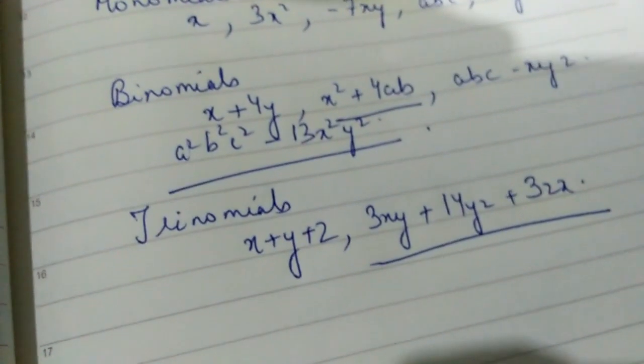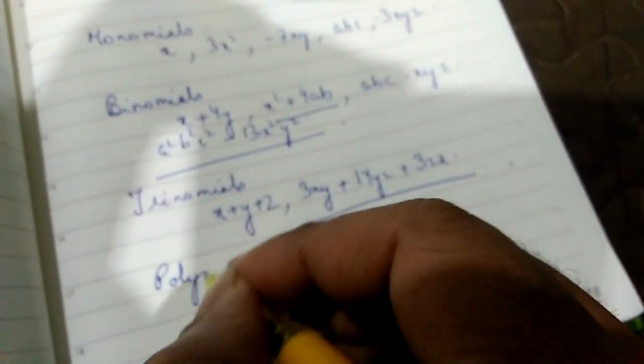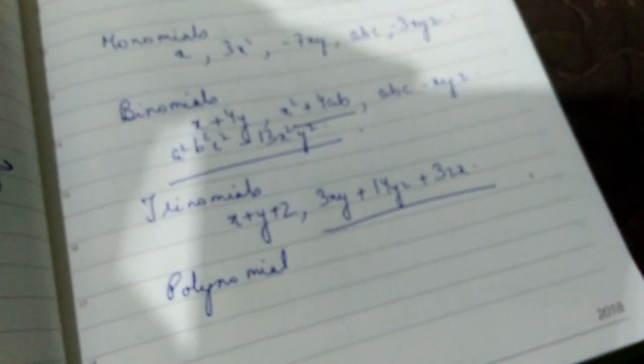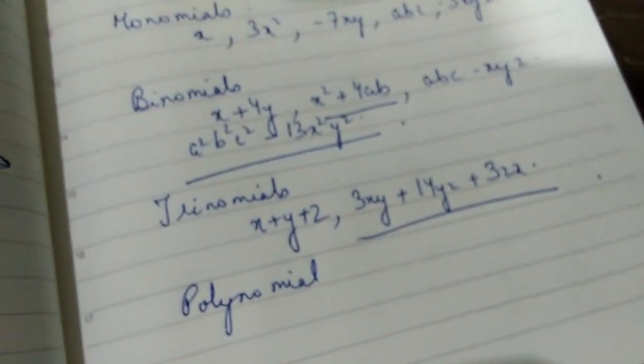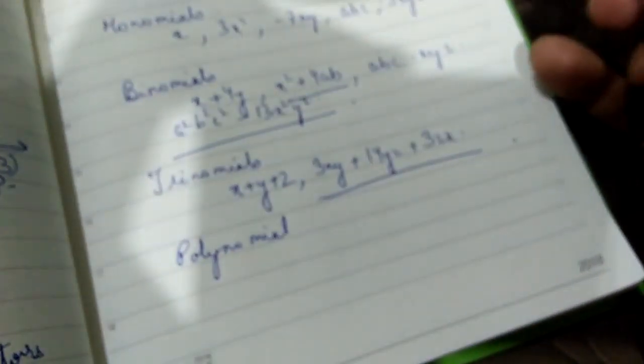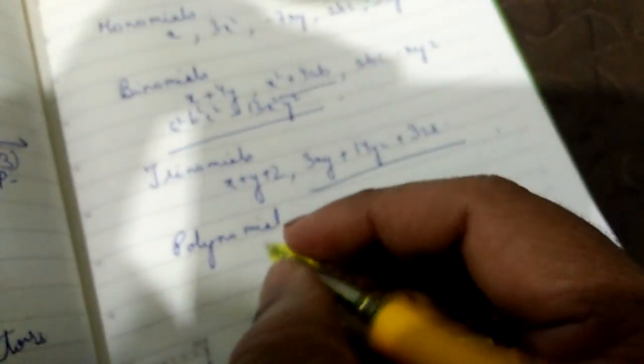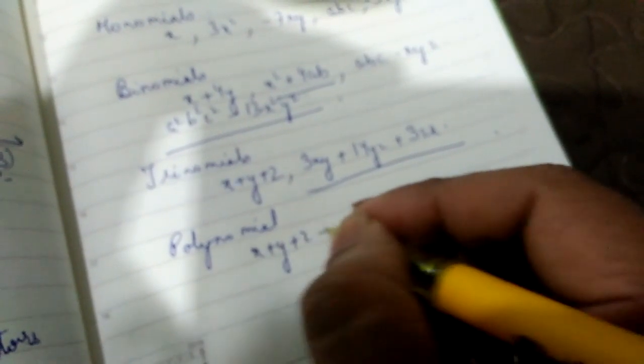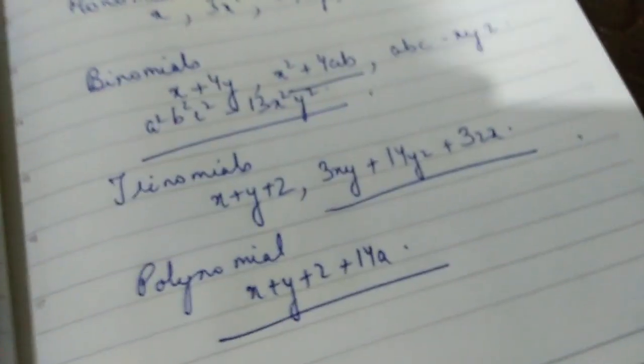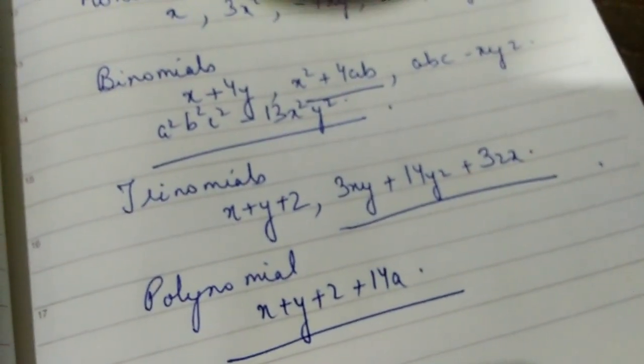Okay, what is a polynomial? A polynomial has one or more terms. Every algebraic expression discussed above is a polynomial as well, whether x, 3x square, x plus 4y, or, let's say, x plus y plus z plus 14a. So this is also a polynomial. This is fairly easy. So now we will discuss like terms.